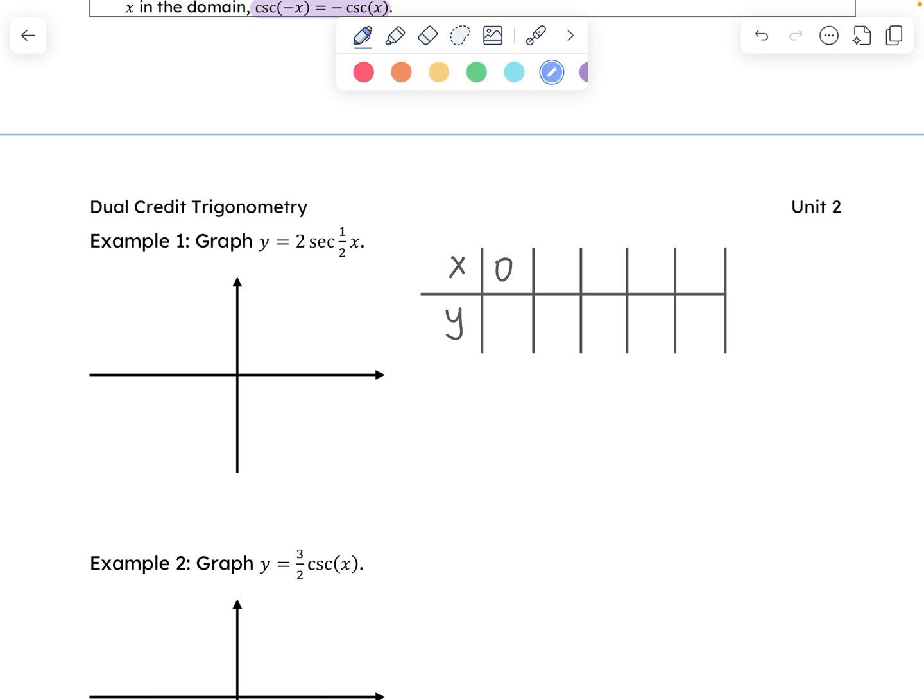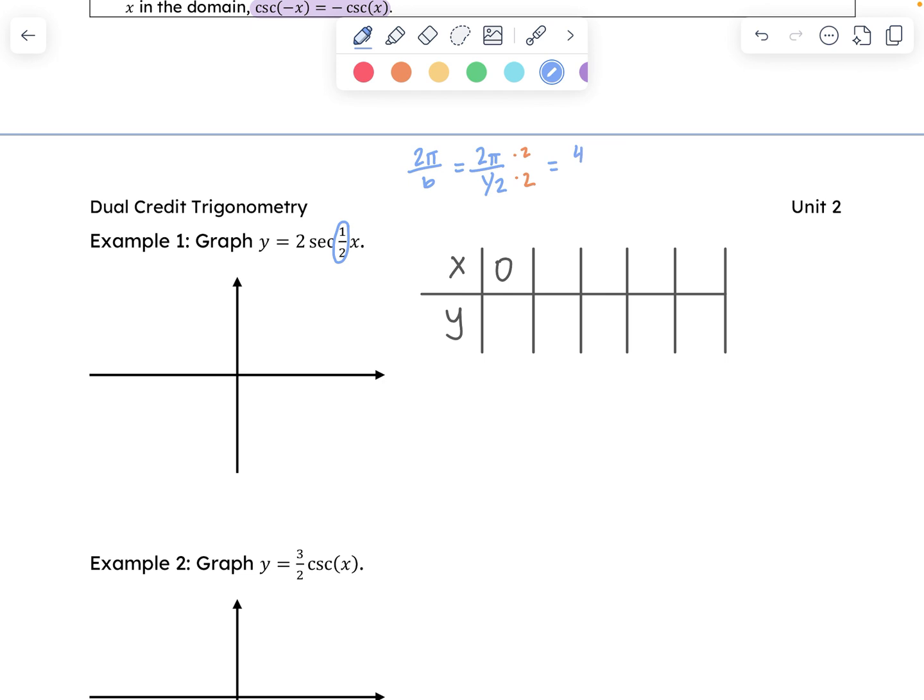So remember, it's your current period divided by b. Since we're talking about secant and cosecant, that's going to be 2 pi over b. Our b value is whatever's right in front of our x. So in example 1, our b value is 1/2. I can't leave it like that though, so I'm going to multiply top and bottom by 2.